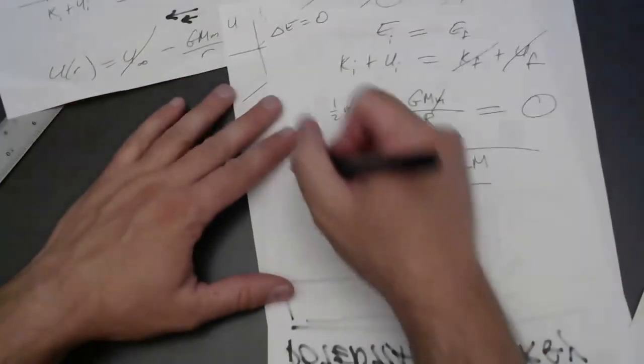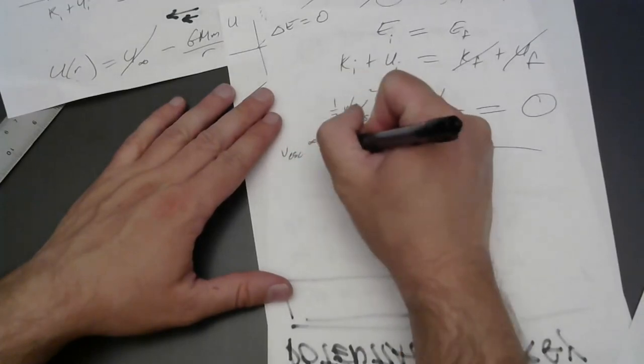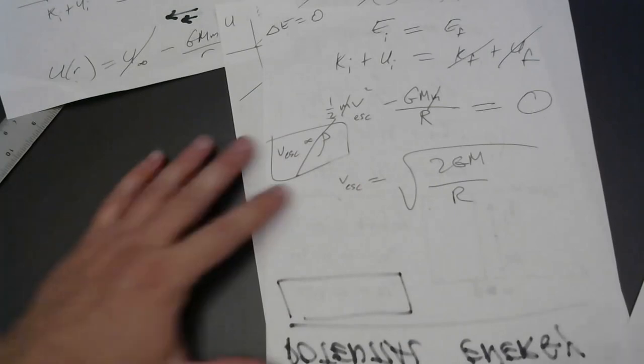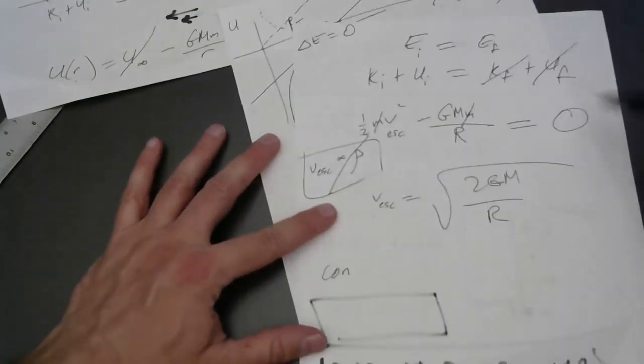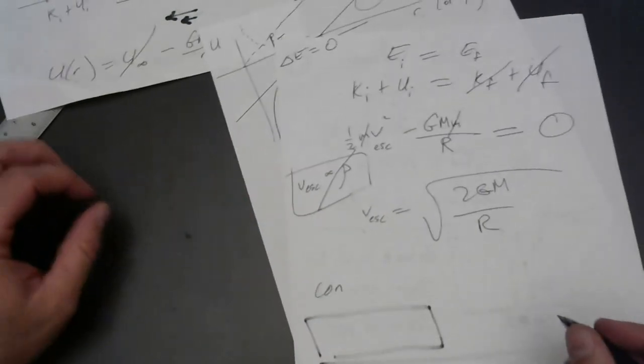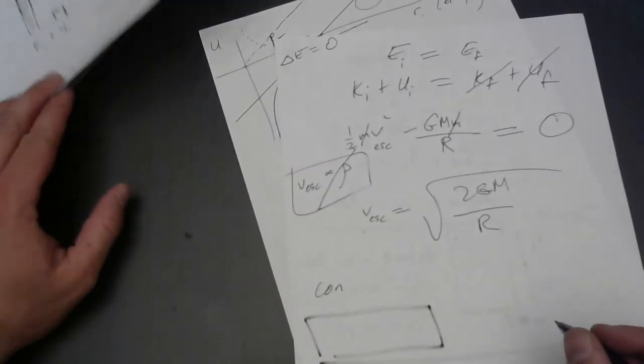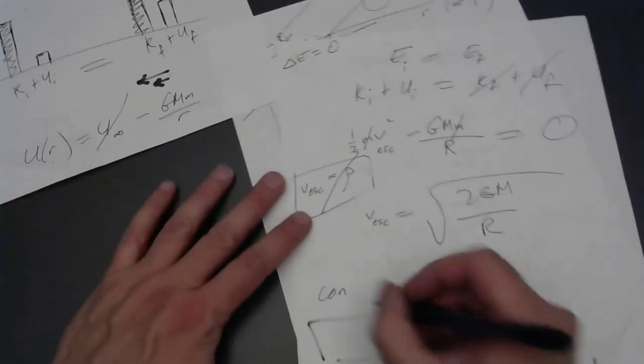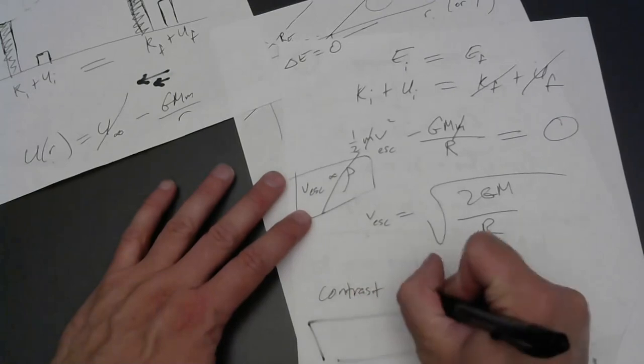It's not enough to just say that v escape is proportional to density. It doesn't actually end up being that simple, but it's related to density because mass and volume or radius both appear here. Okay, should you memorize this? Well, if you've done enough homework, you probably do have it memorized. But it's much more important to know how to start from here, to know how to use the principle of energy conservation and evaluate the potential energy appropriately using our new and improved formula. That's much more important.